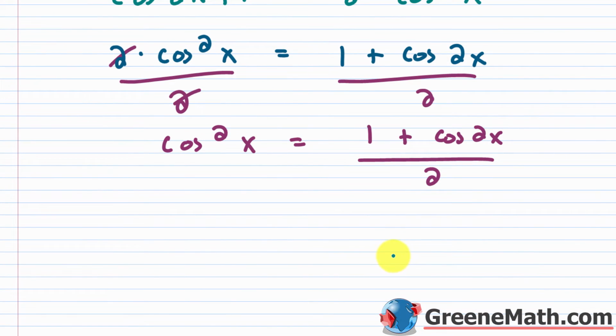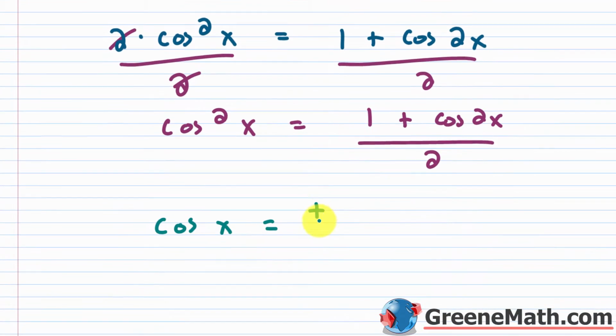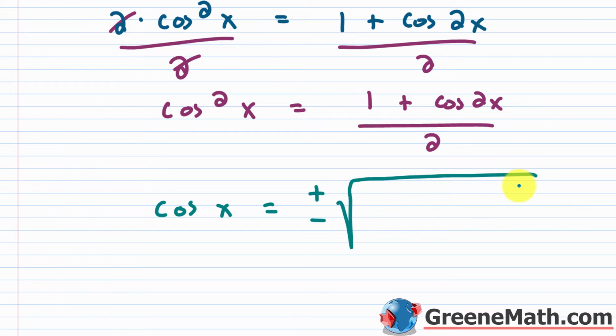Now I'm going to use my square root property here. The left side will just be the cosine of x. But over here, you have to remember that you want plus or minus the square root of 1 plus the cosine of 2x over 2. You need this plus or minus here because cosine is positive in quadrants 1 and 4, and negative in quadrants 2 and 3. Based on the quadrant that you're in, you would choose the appropriate sign. So that's why you have the plus or minus.